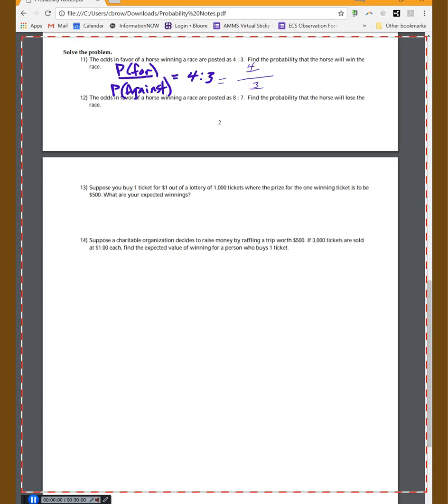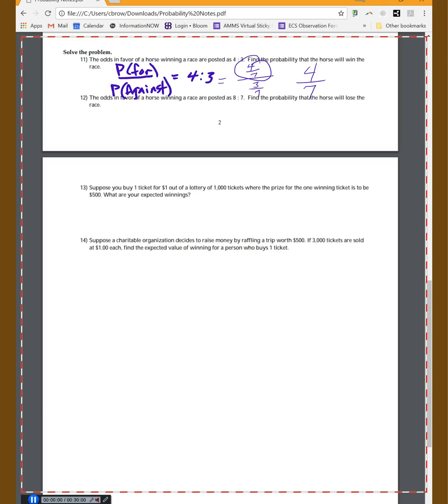Well, if this number is 4 and this is 3, those are the totals of together. That's the total of how many possible occurrences you could have. So we know these have to be 7s. These two numbers will add up to the total number of possibilities, and so we've got a fraction divided by a fraction. Again, this is the probability for something happening divided by the probability against it happening. And they're asking, what's the probability that the horse will win the race? 4 over 7. Okay.